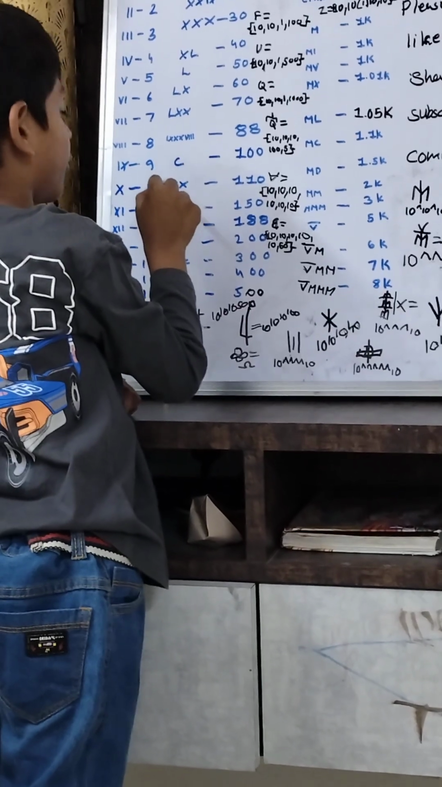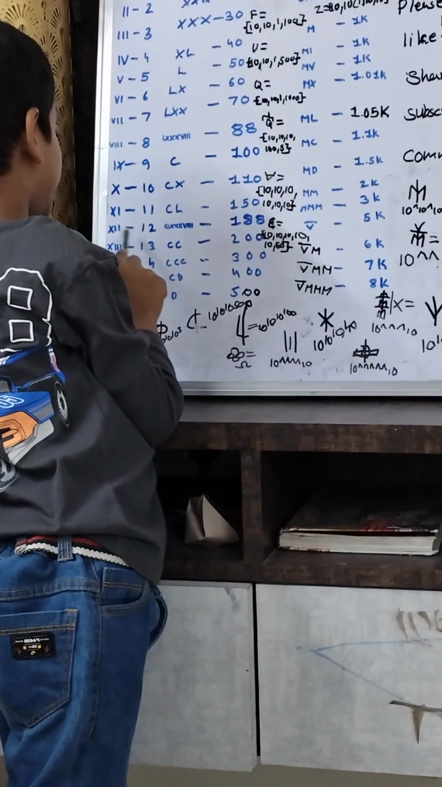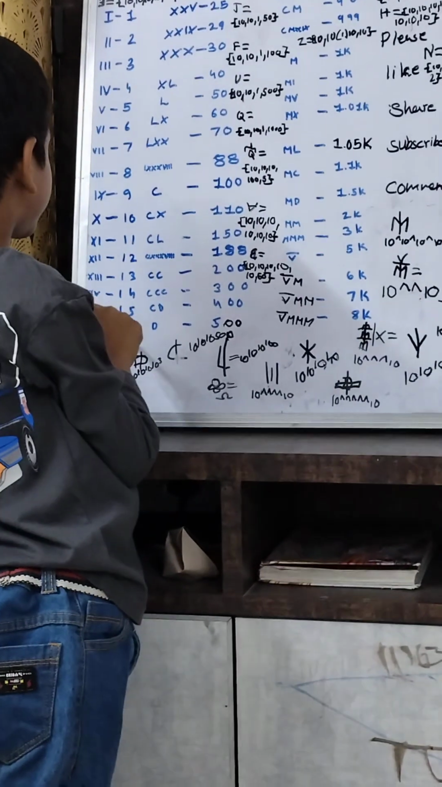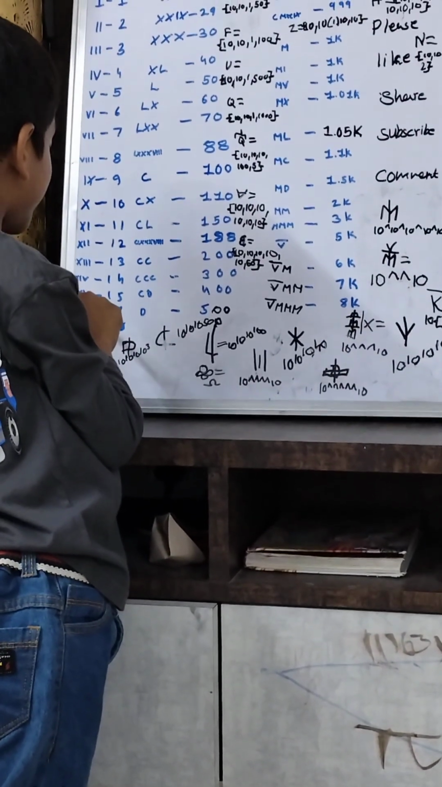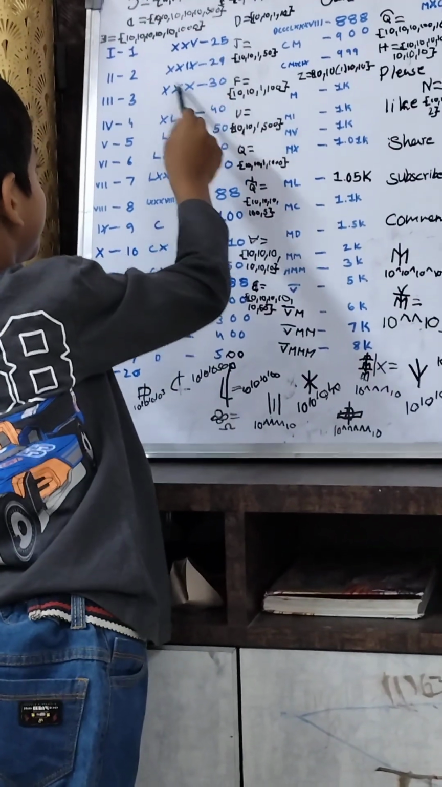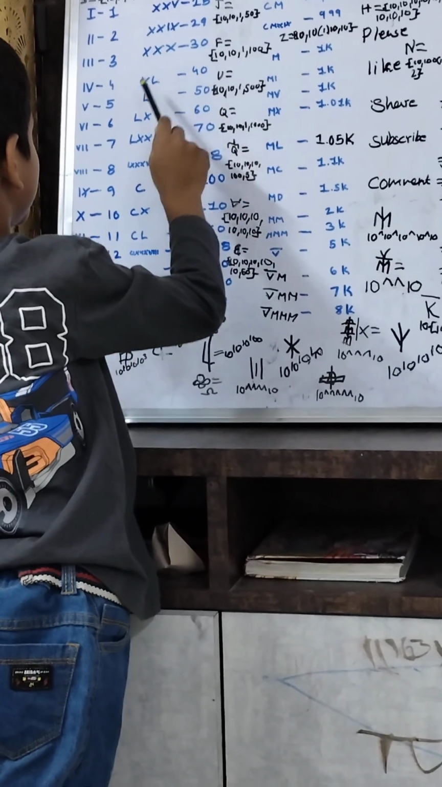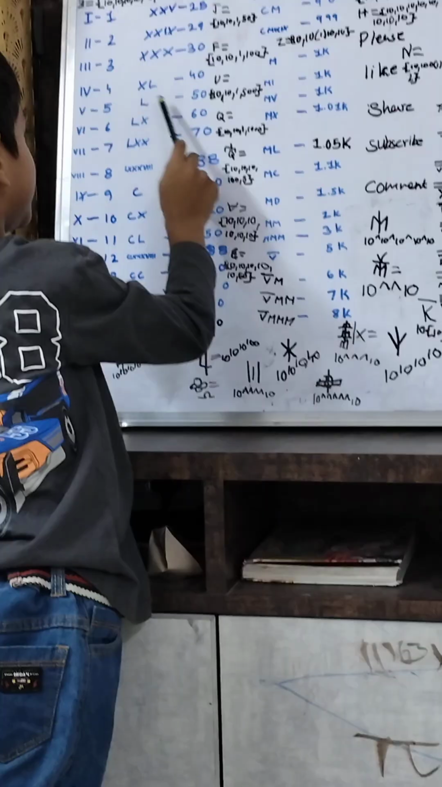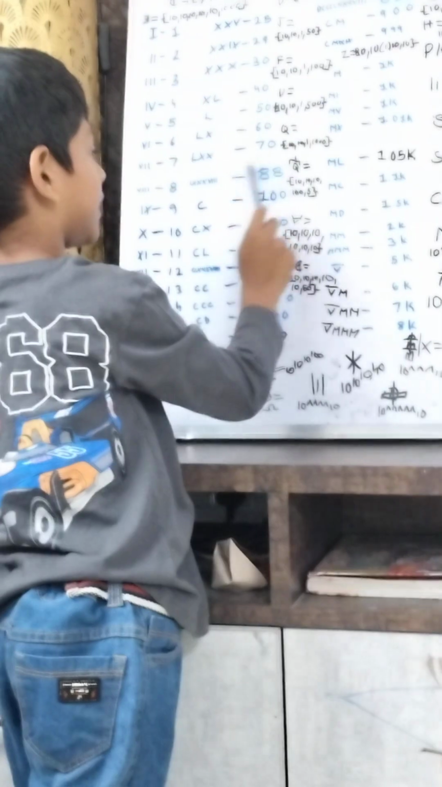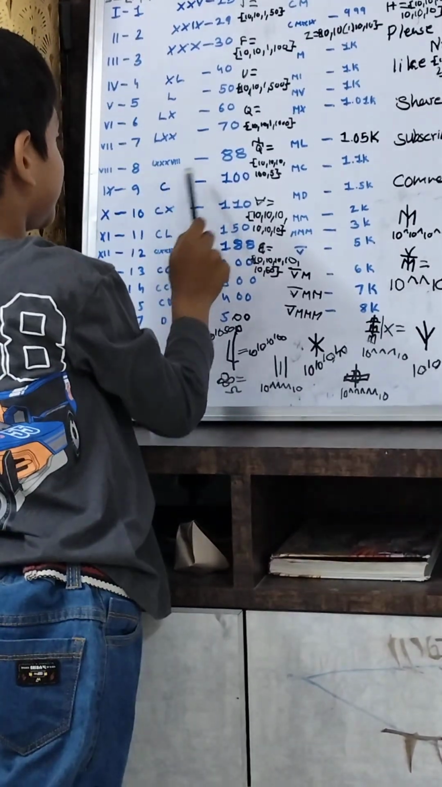Now, section 2, 10 to 100. XI is 11. XII is 12. XIII is 13. XIV is 14. XV is 15. XVII is 17. XX is 20. XXV is 25. XXIX is 29. XXX is 30. XL is 40. L is 50. LX is 60. LXX is 70. LXXXVIII is 88. C is 100.